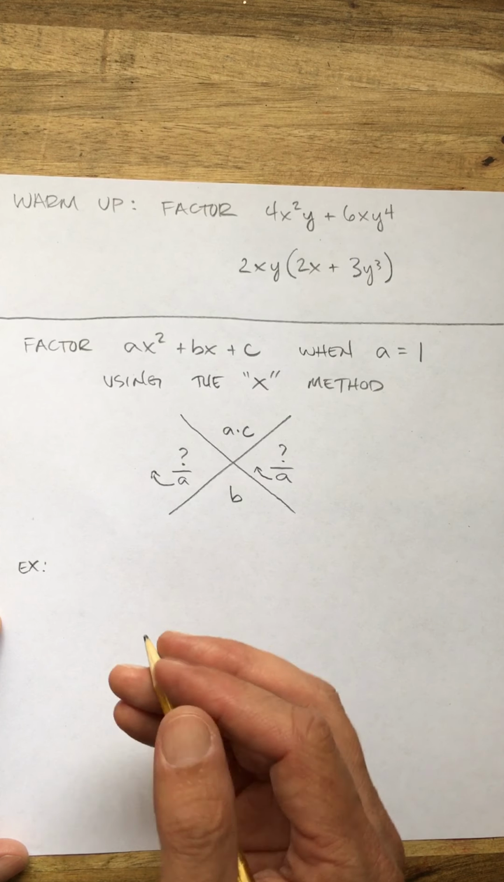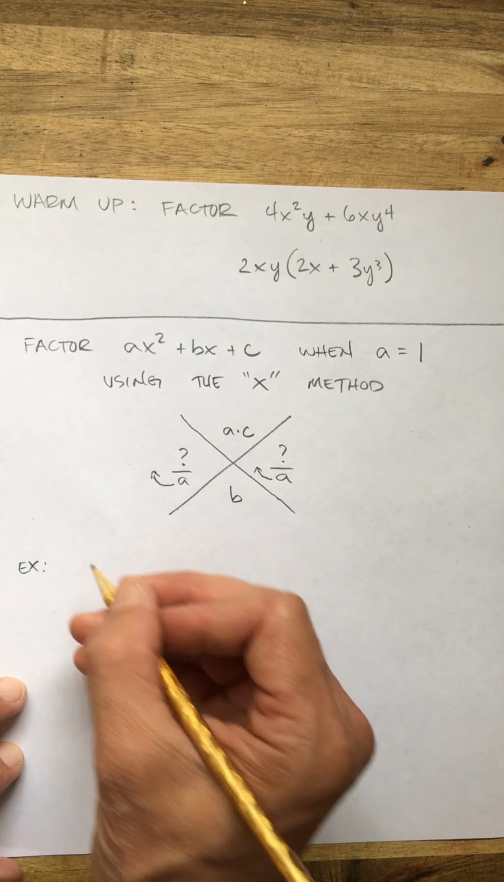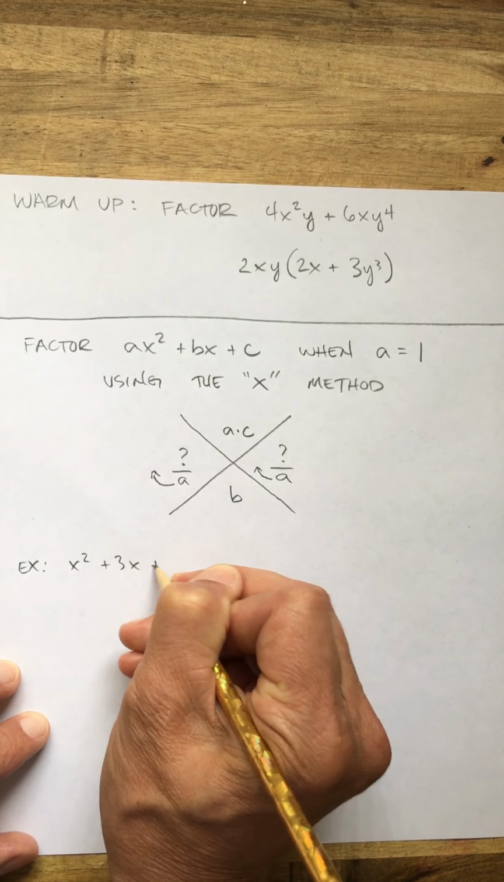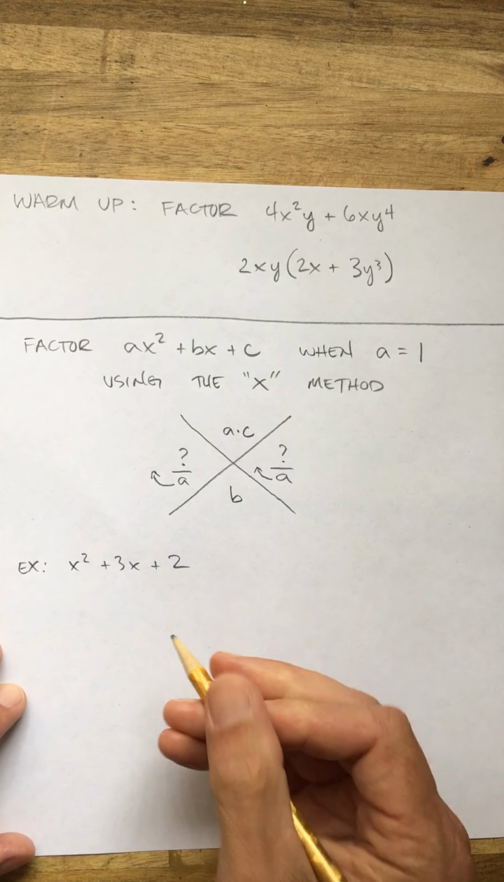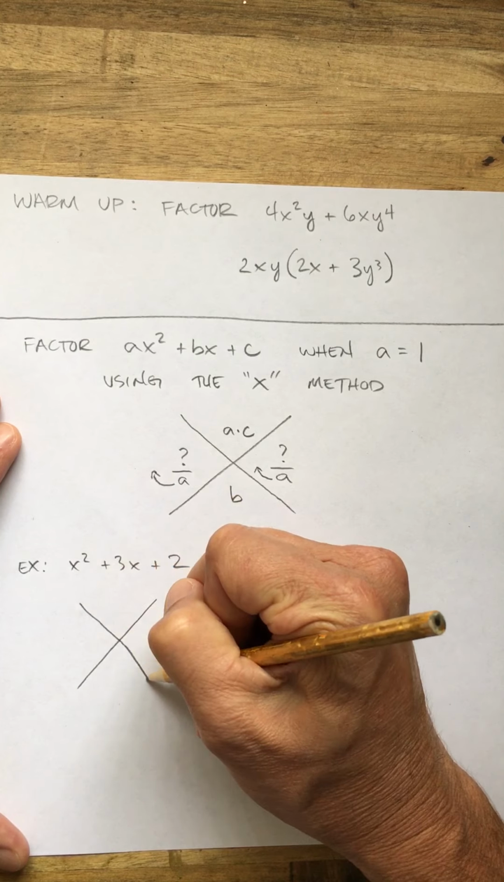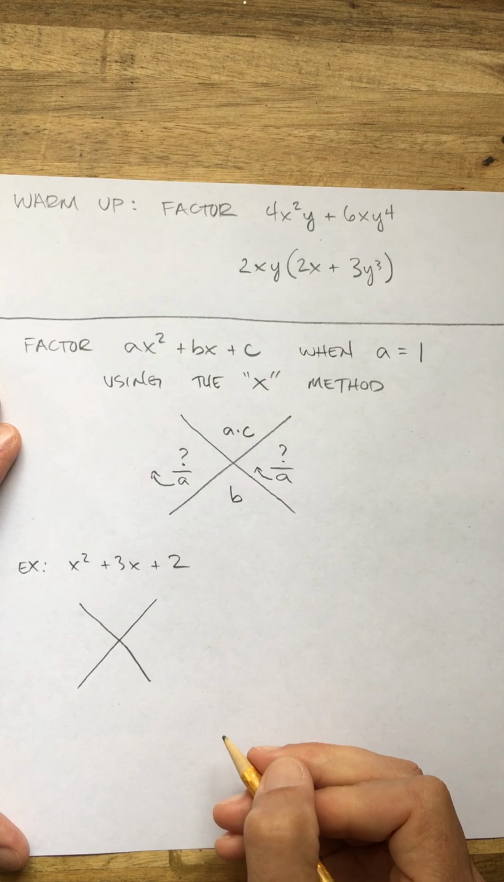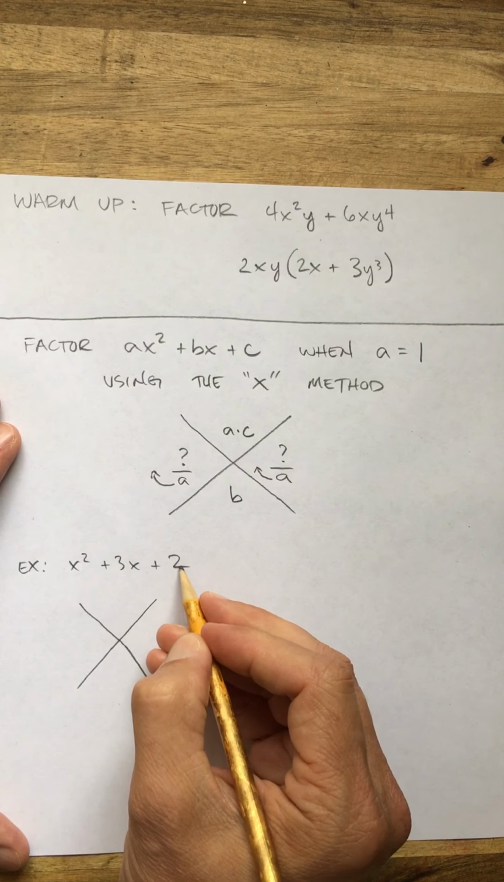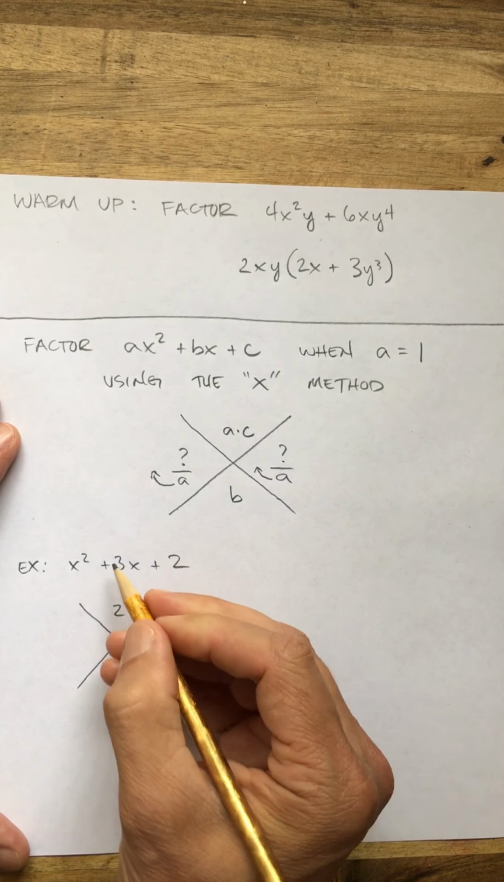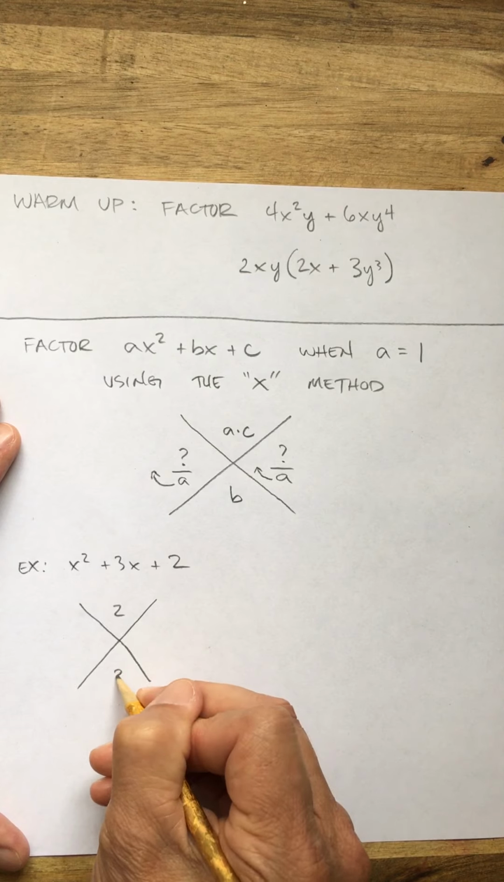All right, so here we go. Let me give you my first example. It is x squared plus 3x plus 2, and we'll use the x method. So start off by drawing an x. The very first thing you do is put the a times the c. So 1 times 2, and that's 2. Then you put the b, which is 3, down here.